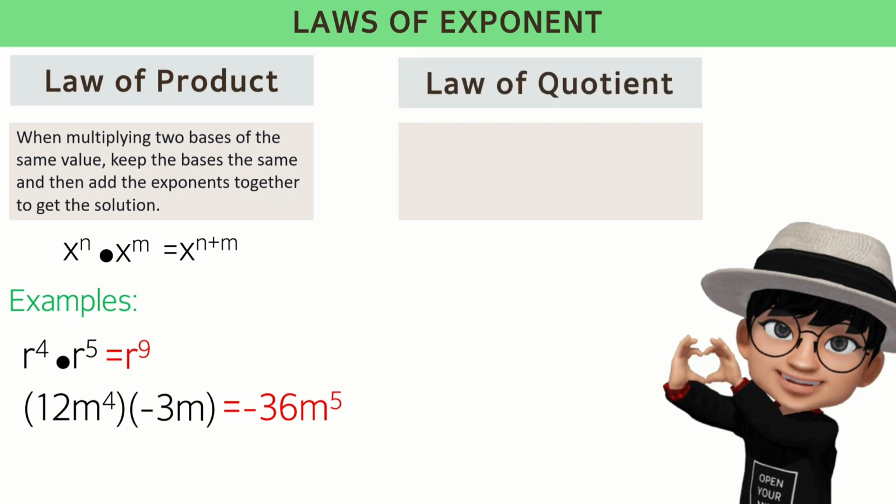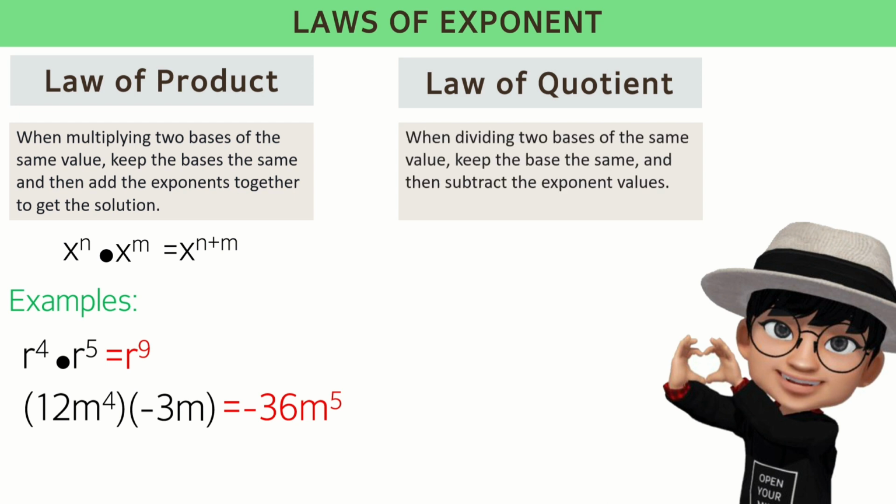Next law is we have law of quotient. It simply states that when dividing two bases of the same value, keep the base the same and then subtract the exponents. Let's say we have x raised to n divided by x raised to m. That is x raised to n minus m.